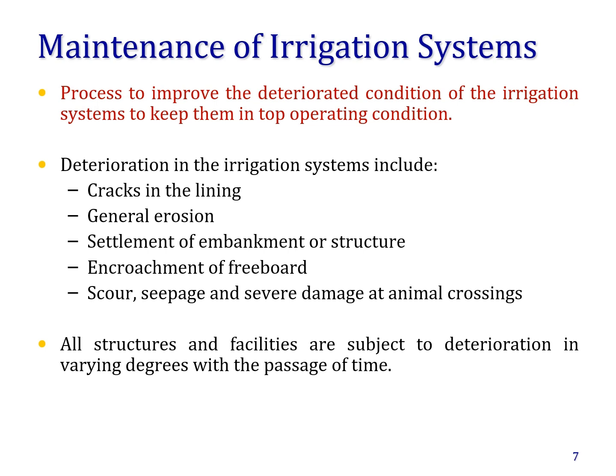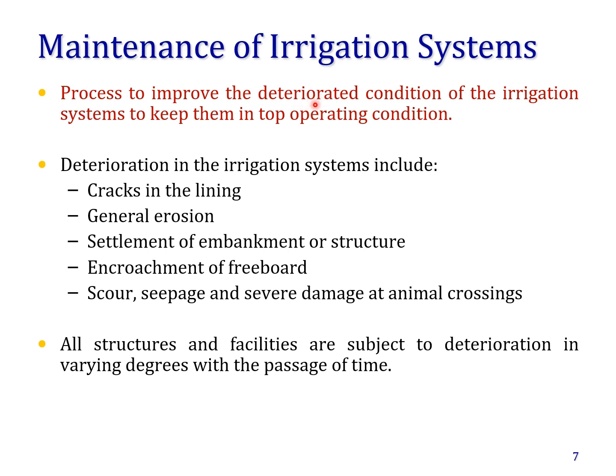So if we define the maintenance, it is the process to improve the deteriorated conditions of the irrigation system to keep them in top operating condition. This is basically the thing. Top operating conditions means when the canal was constructed, whatever were the conditions, we want to keep the canal in the same operating conditions, and that's why we have to do maintenance.